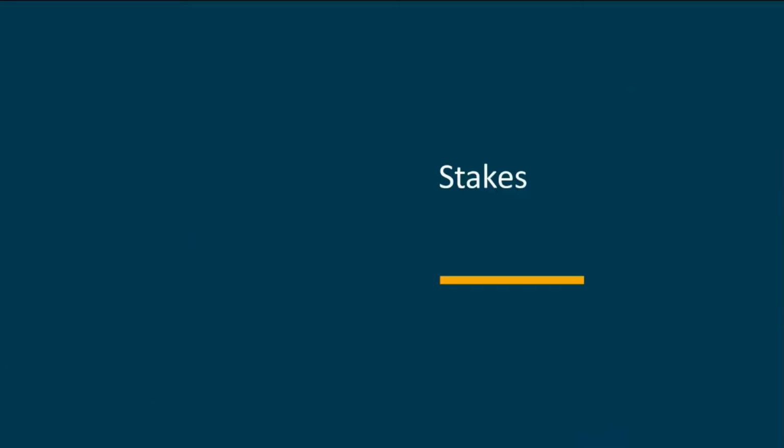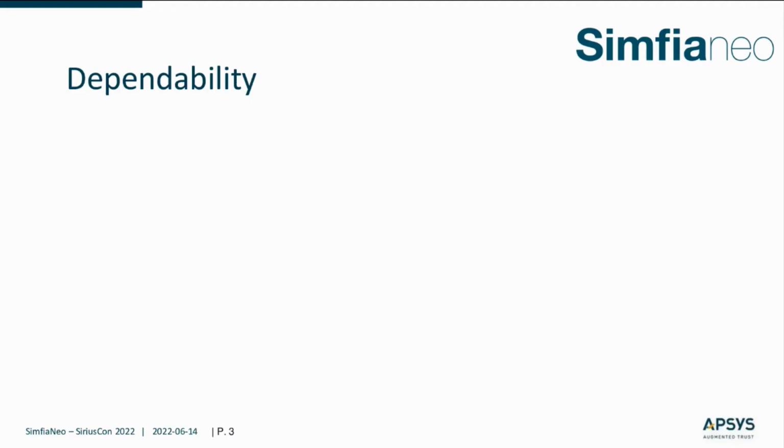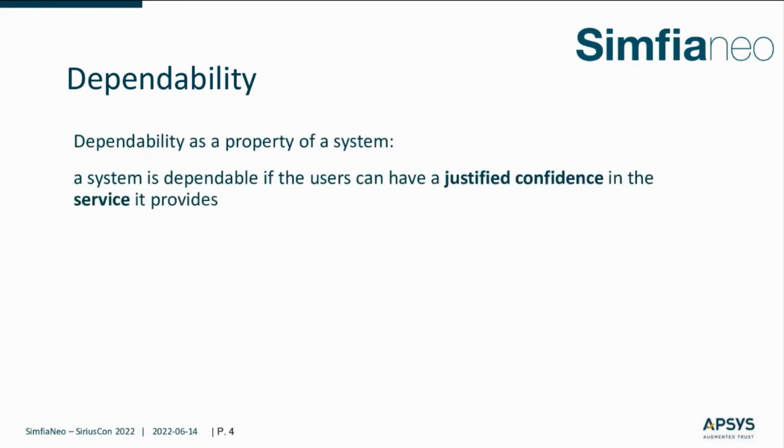So first of all, what is the domain and what are the stakes? We are talking about dependability. The societal definition of dependability is that for a system, we need to have a justified confidence in the service or the functionalities provided by the system. Justified confidence, so we need to prove it.